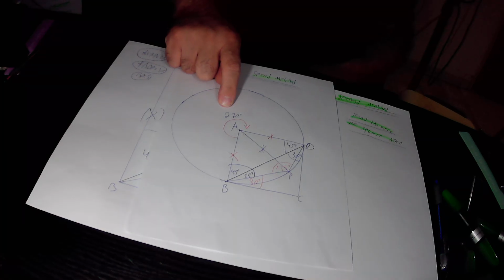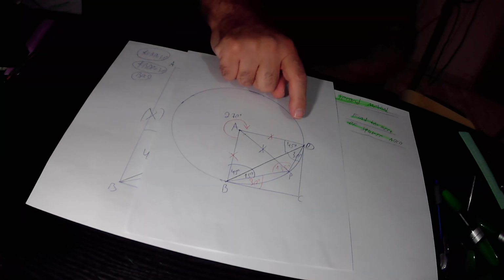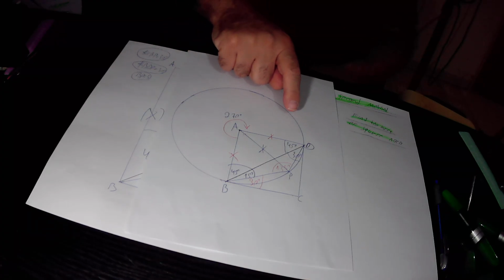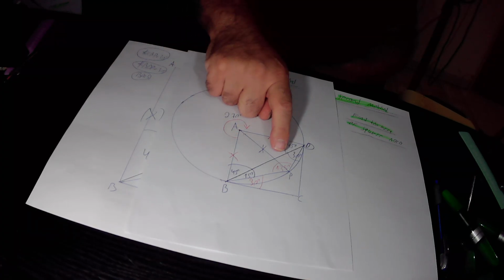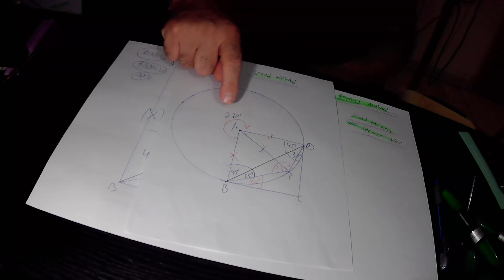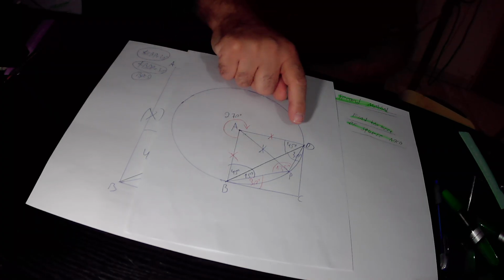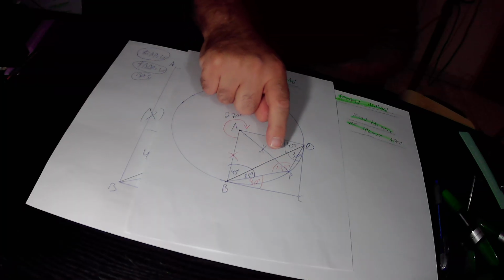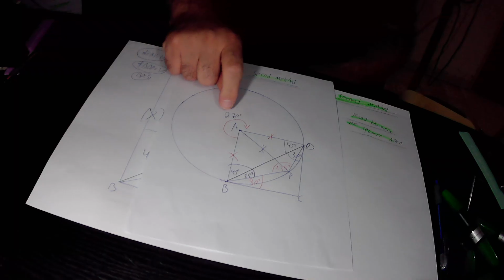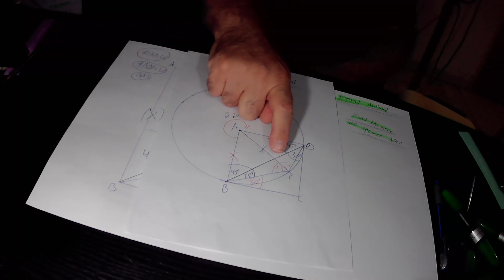270 degrees over 2 is 135 degrees. So central angle DAB is twice as large as angle DBP, which subtends the same chord DB. Again, central angle DAB subtends chord DB, and angle DBP also subtends the same chord DB, and central angle DAB is twice as large as this peripheral angle DBP.